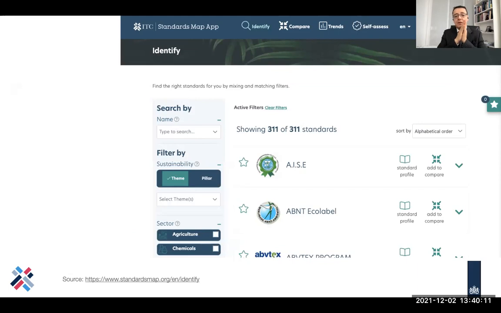ITC has developed the sustainability map, and within the sustainability map, it has created this standards map tool. Standards map is a tool that accesses a database that has 311 of these private standards. That is a lot of them.